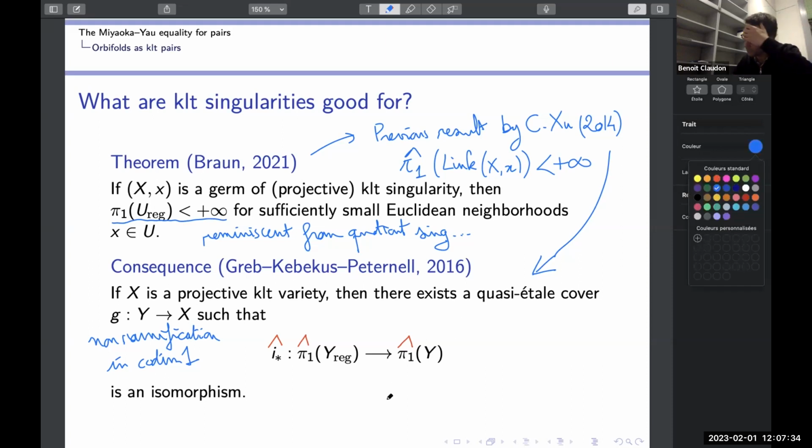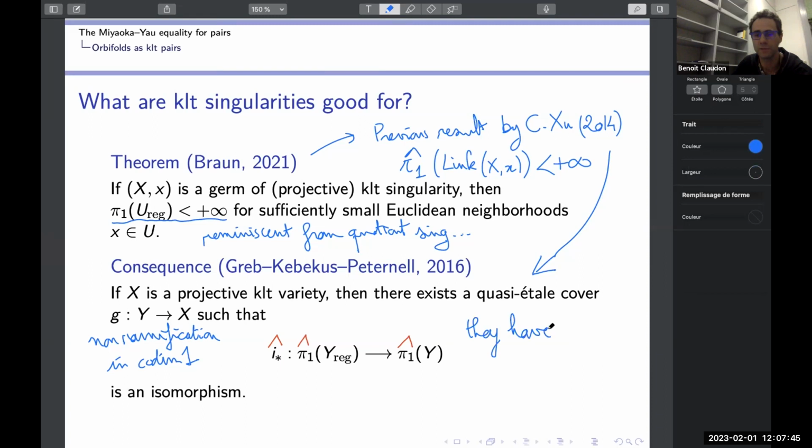And okay, so it essentially says that both groups have the same finite quotients. But it says a bit more, we will see in a second. So in the remaining part of the talk, such a Y will be called maximally quasi-étale.